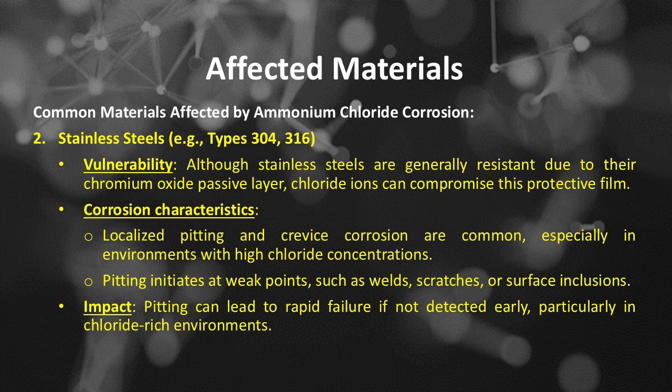Number 2 of the common materials affected by ammonium chloride corrosion is stainless steels, such as types 304 and 316. The vulnerability of stainless steels: although stainless steels are generally resistant due to their chromium oxide passive layer, chloride ions can compromise this protective film. The corrosion characteristics on stainless steels are that localized pitting and crevice corrosion are common, especially in environments with high chloride concentrations.